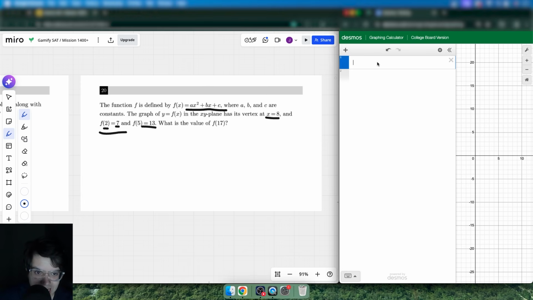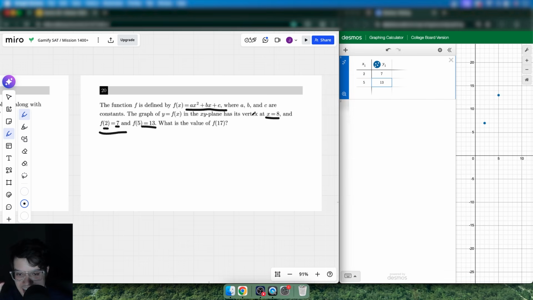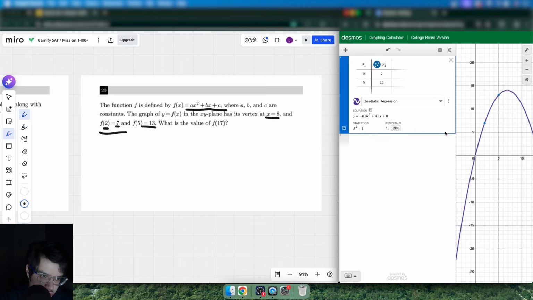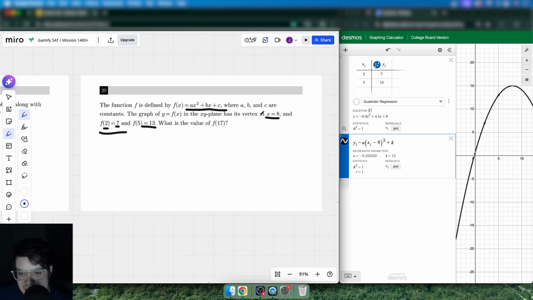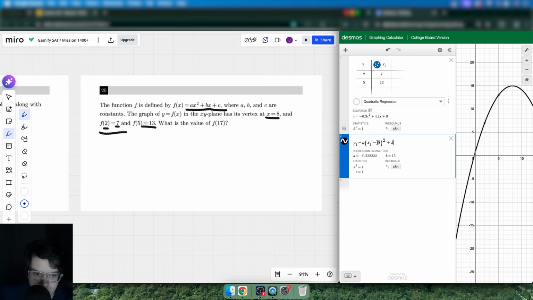So since they are points, I can just go ahead and write a table again. I can put in 2, 7, and then 5, 13. And then it says here that it has the vertex at x equals 8. If I do a quadratic normally, we can see here this is not 8. So therefore, I have to do the vertex form thing again. Notice here we are only given that the vertex is at x equals 8. We don't know what the y is for that vertex, so I just put in this for h, and we don't know what the k would be yet.